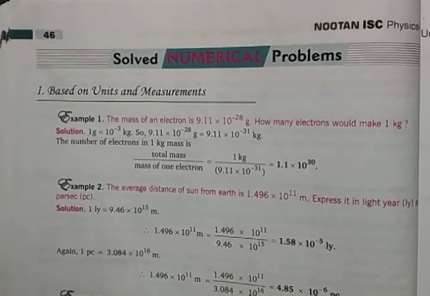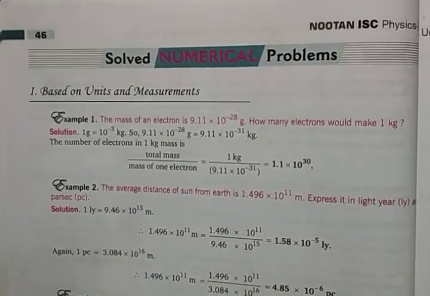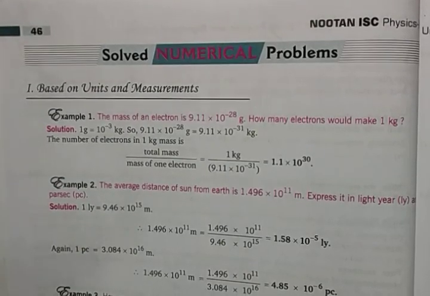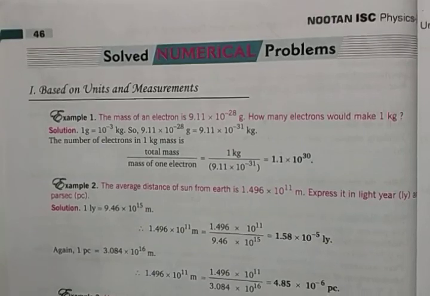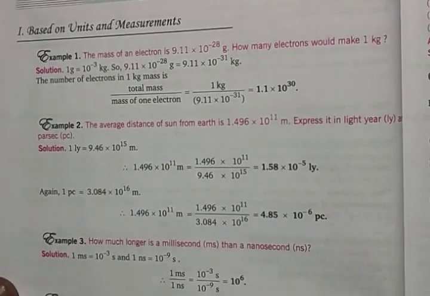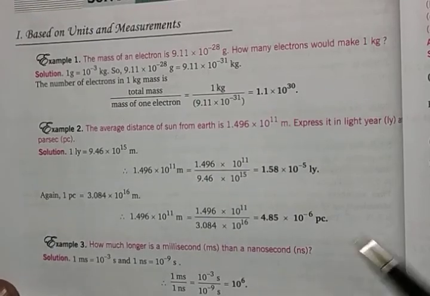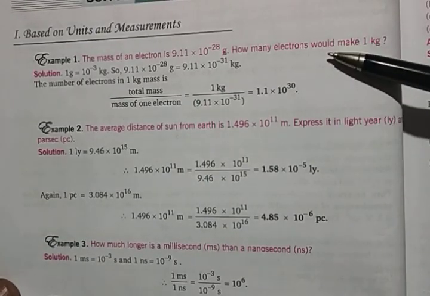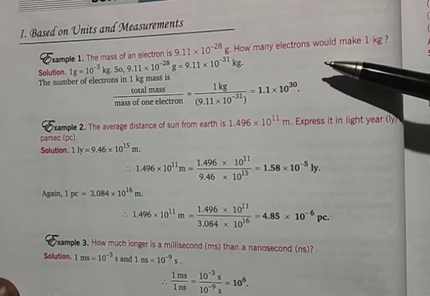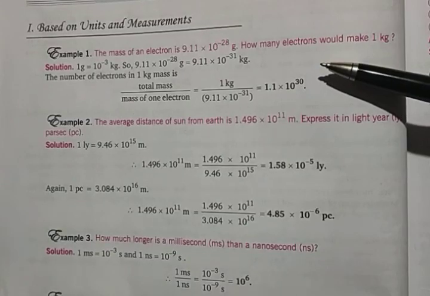Students, today I thought I will explain to you some of the numerical problems based on units and measurements. So, the first example, let us take a look at the first example. The mass of an electron is 9.11 into 10 to the power of minus 28 grams. How many electrons would make 1 kilogram? The question is quite simple.